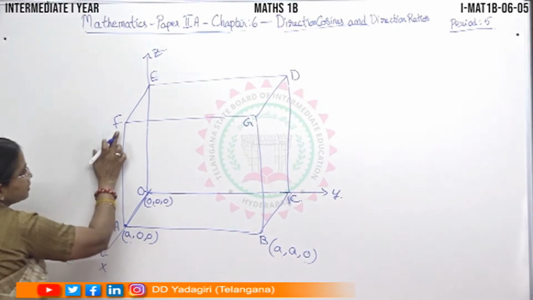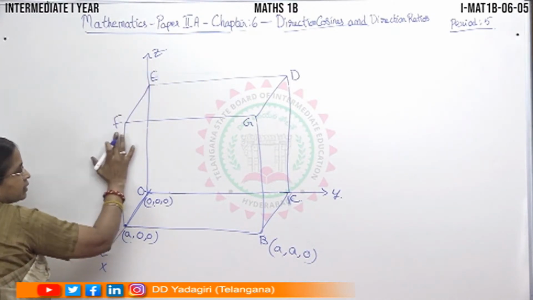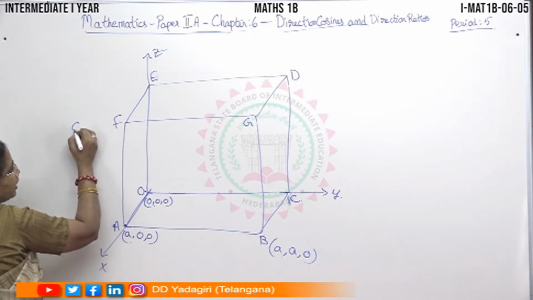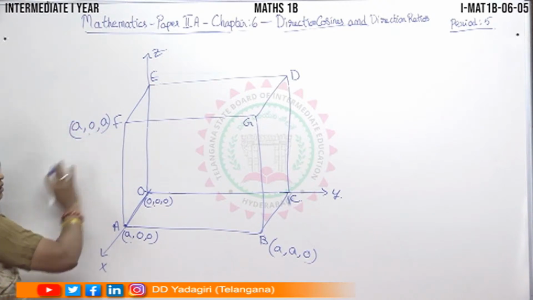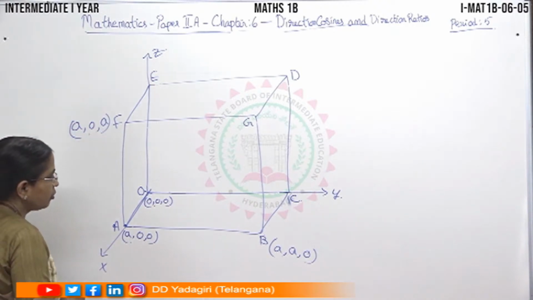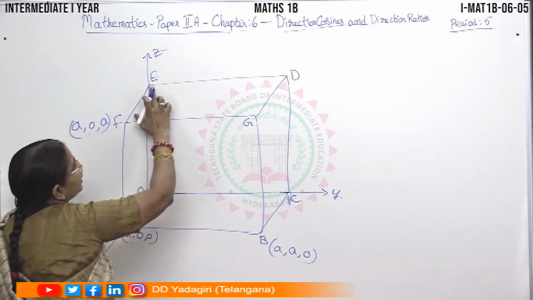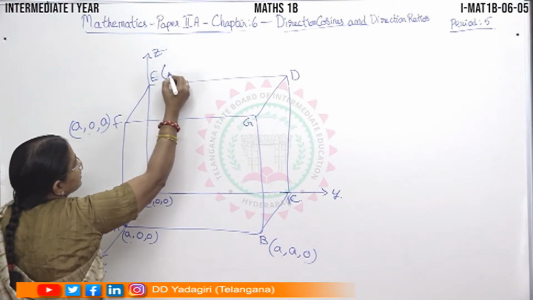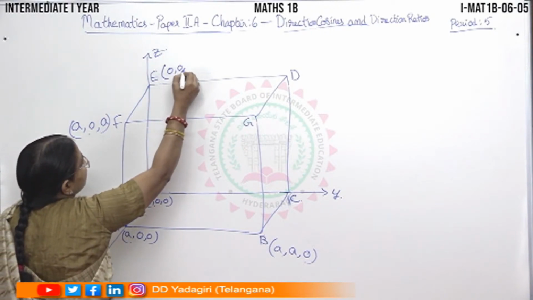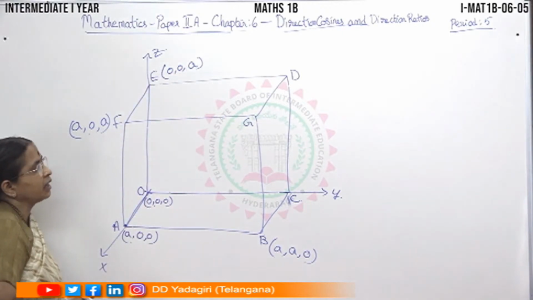Now where is this? This point F is on XZ plane. So X will be there and Z will be there. Y coordinate will be 0. So like this we write the coordinates of all the 8 vertices. Okay, now where is this point? It is on Z axis. On Z axis, Z coordinate will be there. X and Y are zeros, and this is E.